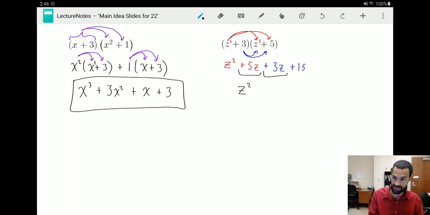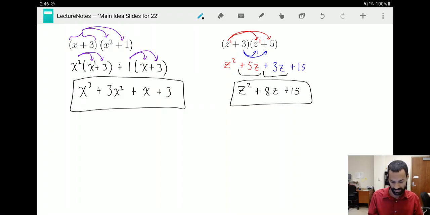Okay, in the last section we talked about it. 5 plus 3 is 8, so this is 8z. Notice I'm not putting their exponents together, right? I'm not multiplying the exponents or adding the exponents or anything like that. When you combine like terms, the exponents stay the same. That's what we emphasized in the last section. In this section, when you multiply two variables together, then you're going to add their exponents. Okay. All right, then bring down the 15 because we don't have any other constant terms. So z squared plus 8z plus 15. Okay.